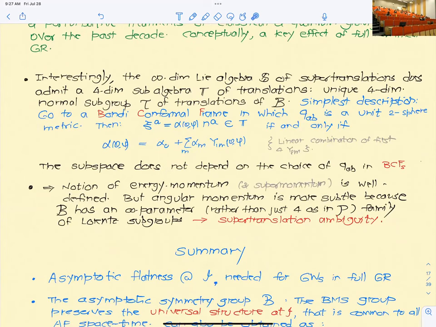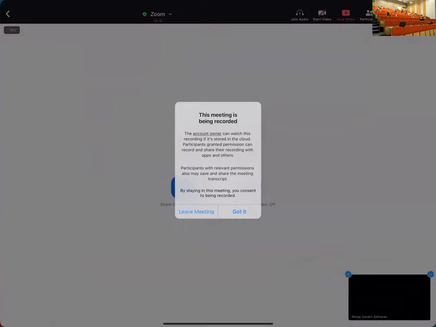So this is the same because you go out all the way to infinity. And now, how do I specify what the translations are? Well, this is not essential, but as I mentioned, sometimes it is easy to go to the Bondi conformal frame.